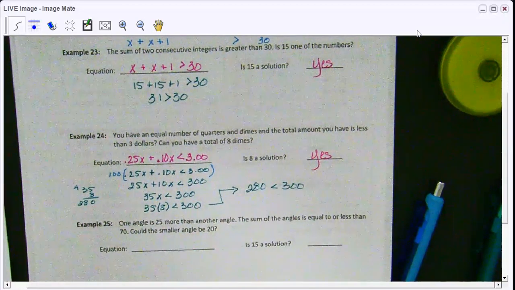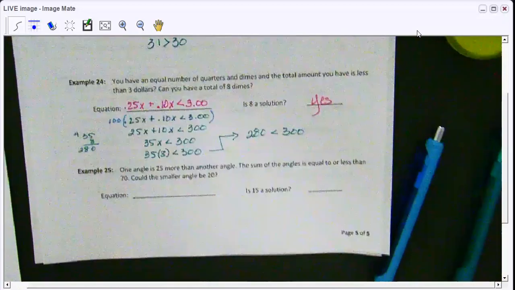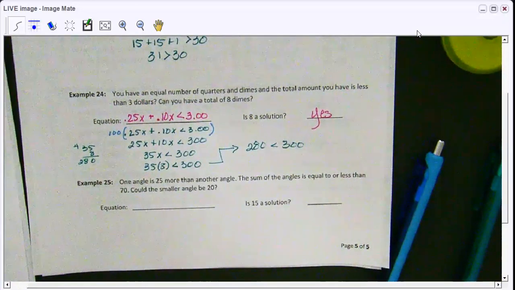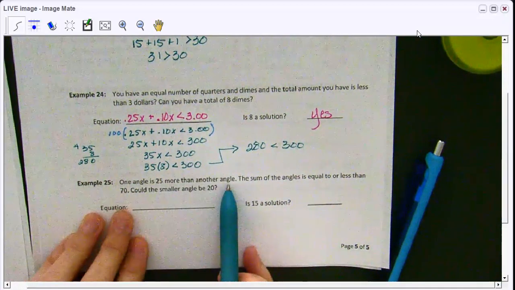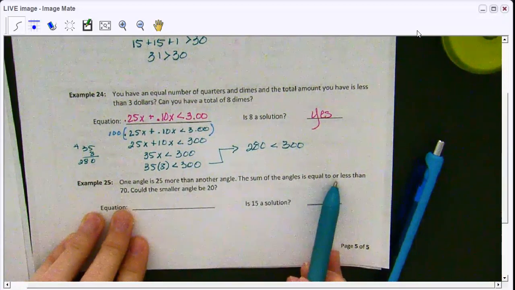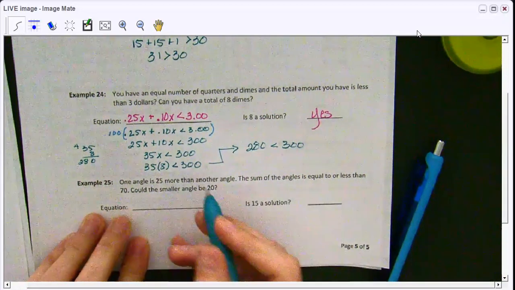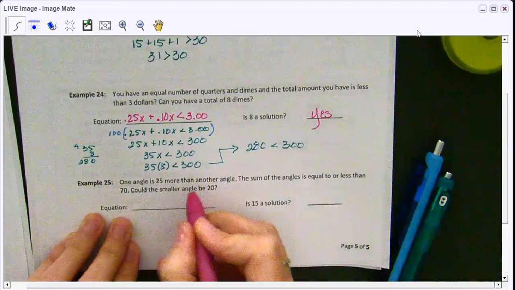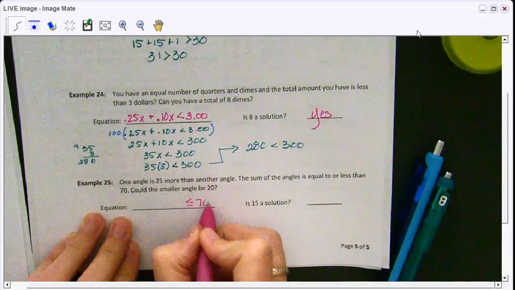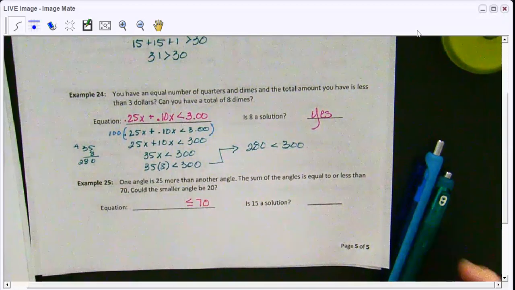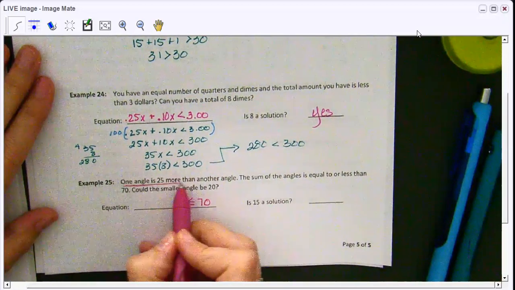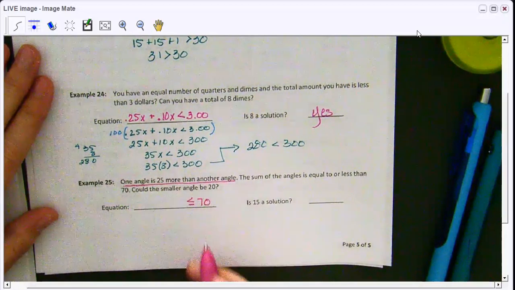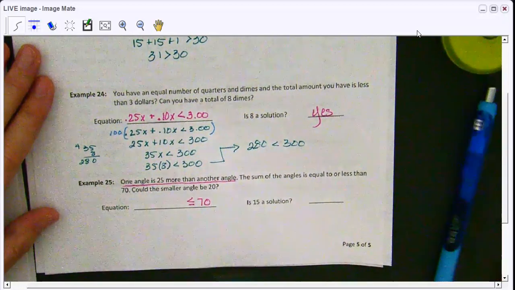Last problem for 4.1. Okay, so this one I have to write some stuff out. It says that one angle is 25 more than another angle, and the sum of their angles is equal to or less than 70. So we know that the sum of the angles is going to be equal to or less than 70. But now I have to figure out this other part. One angle is 25 more than another angle. So we have two angles here.